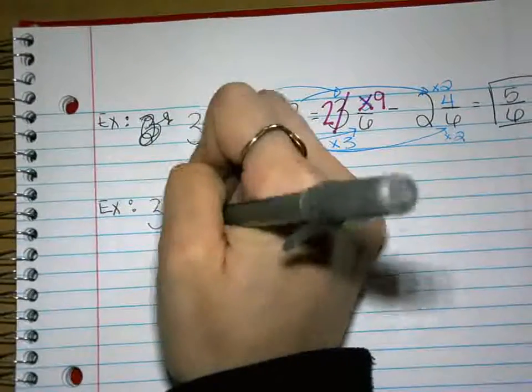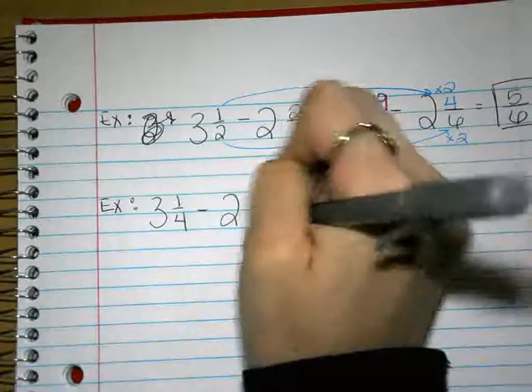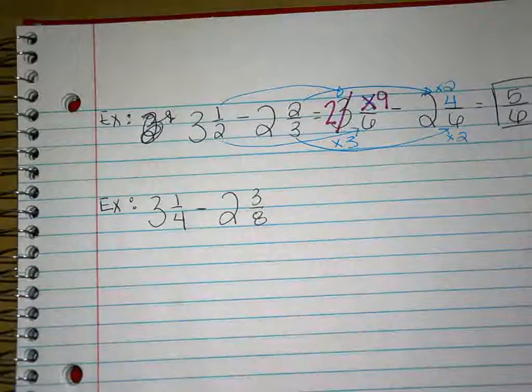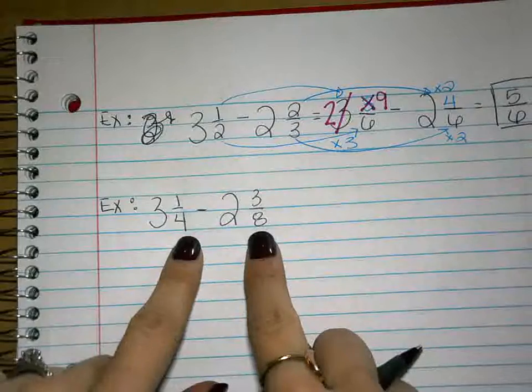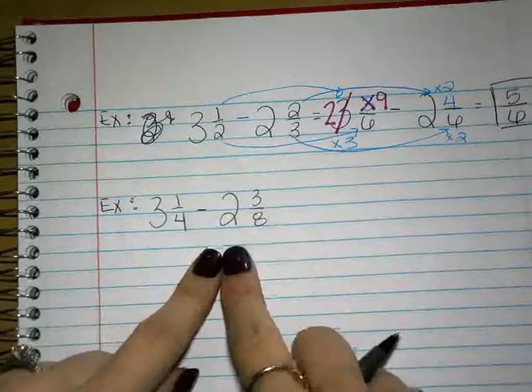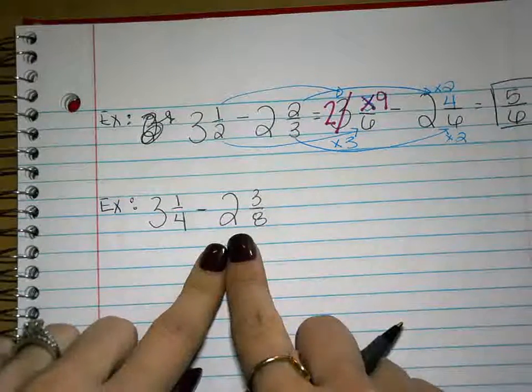3 1/4 minus 2 3/8. That's it. And it was just like your 2 questions on your bell work today. Your bell work questions were exactly the same. So some of you are saying the least common denominator was 32, because 4 times 8 is 32. You understand how we got 32, right? Okay.